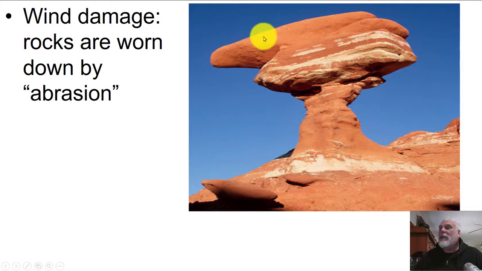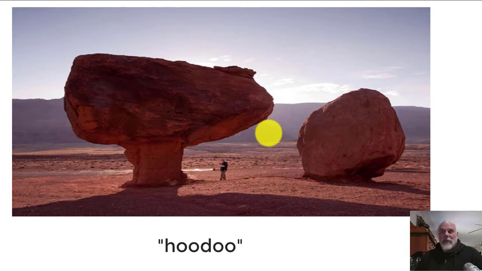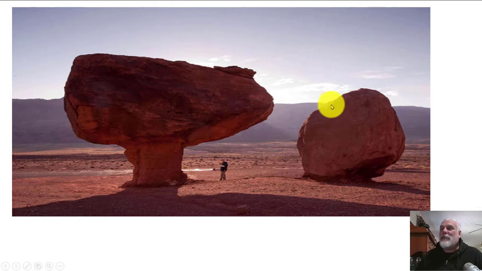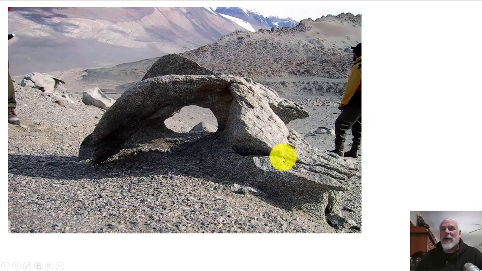So at one point this rock was full. It didn't always look like this, and then the bottom of it has been worn down by abrasion, by that wind with sand hitting the sides of the rock. Pretty neat. I believe these are called hoodoos. Here you can see it again. This looks like a giant rock on a little pedestal. Eventually the same kind of thing is going to happen to this rock, where the bottom is going to be worn out more than the top.